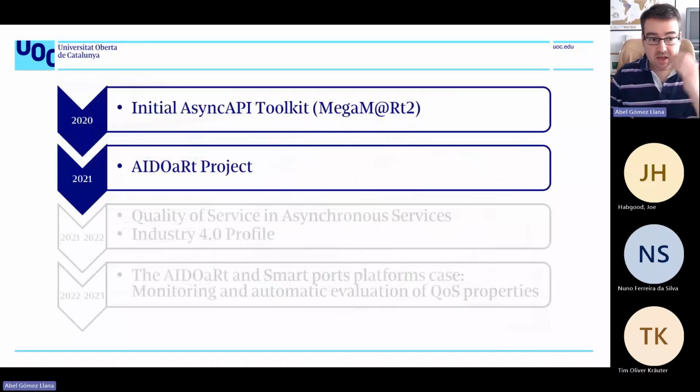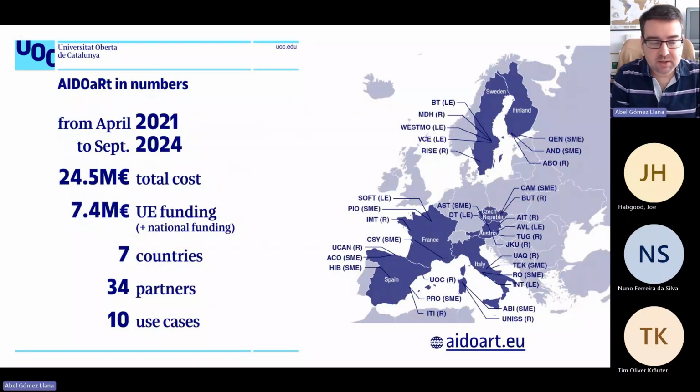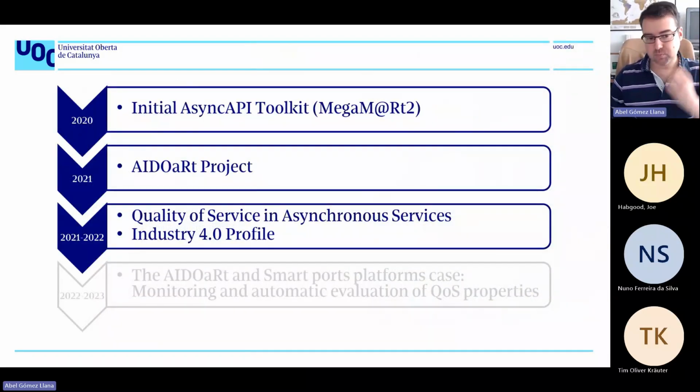Everything is open source. And in 2021, we started the iDoArt project. It is a very big project that started in 2021 and is finishing in the fall of this year. It has a total cost of nearly 25 million euros, with 7.5 million of European Union funding, and also similar funding from the different countries, around 7 million. We are 34 partners, and we have lots of use cases. One of these use cases is the one I talked to you about, the smart ports platform.